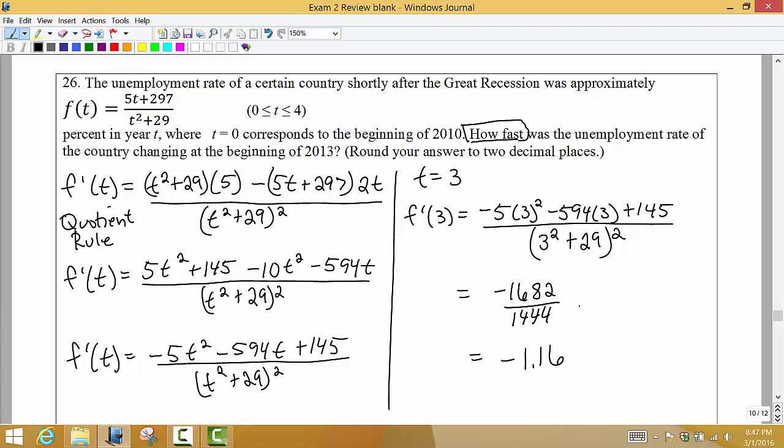So we want to make sense of what we just found. So at the beginning of the year 2013, the unemployment rate, that percentage, was decreasing. We think about that as a slope, we'll put it over 1. It's decreasing by 1.16% per year. Okay, so negative 1.16%.